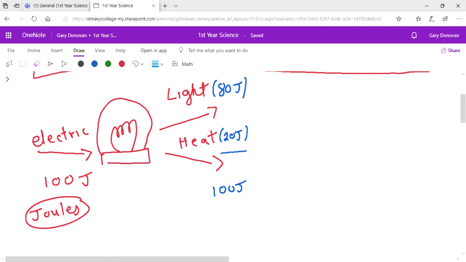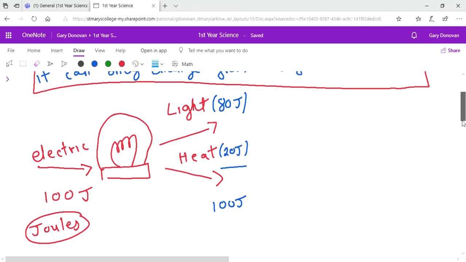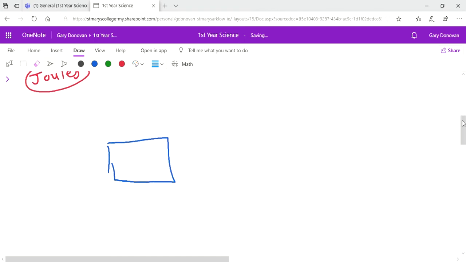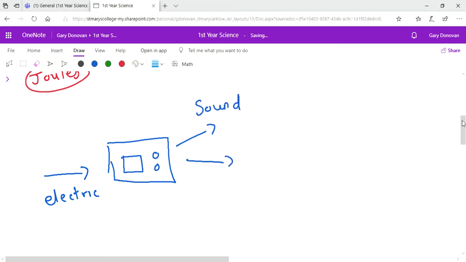We can do lots and lots of different examples of these. Another example might be a television. What type of energy goes into a television? Again, it's electric energy. What type of energy comes out? Well, a television definitely gives out sound. It gives out light, the screen lights up. And if you ever feel the back of your television when it's on, it gives out heat as well.